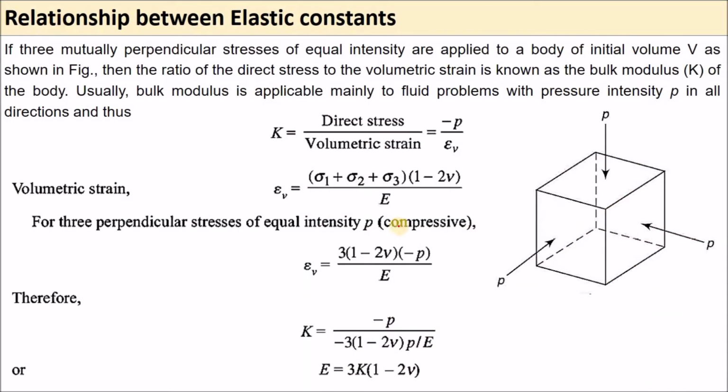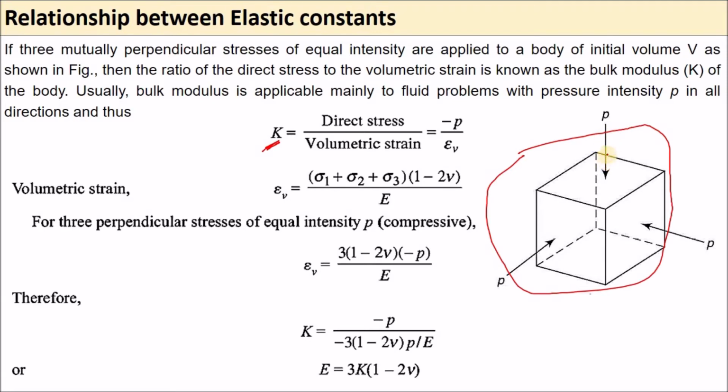To find the relationship between elastic constants, we should first know what bulk modulus K is. If three mutually perpendicular stresses of equal intensity are applied to a body of initial volume V, as shown in the figure, then the ratio of direct stress to volumetric strain is known as bulk modulus.